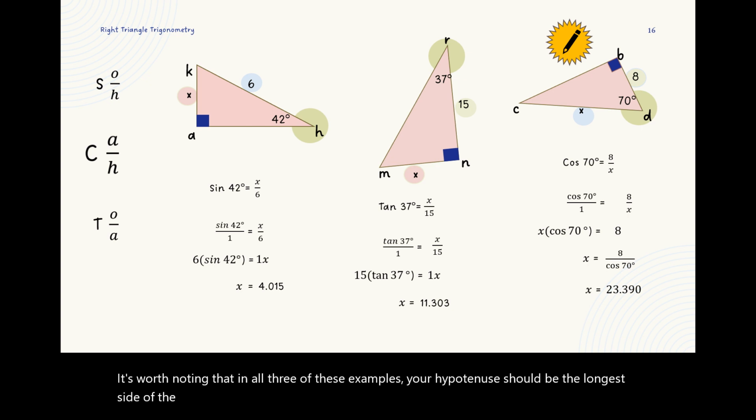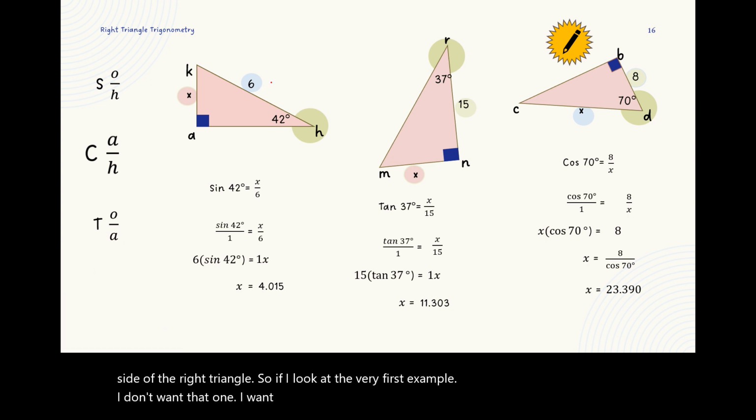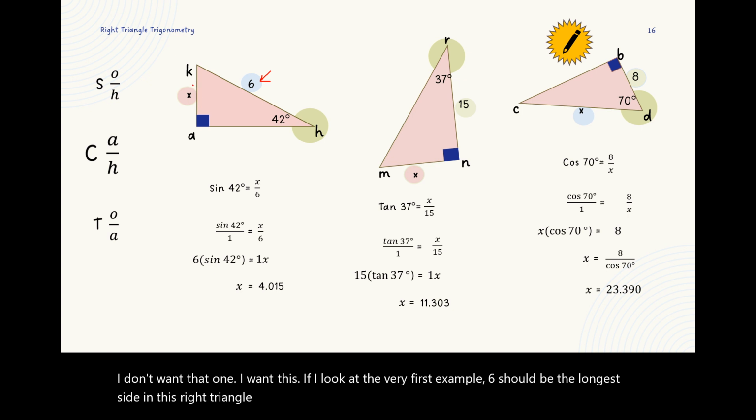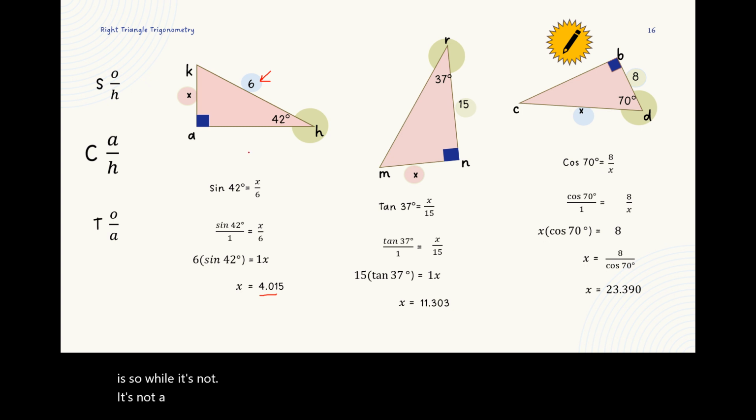It's worth noting that in all 3 of these examples, your hypotenuse should be the longest side of the right triangle. So if I look at the very first example, 6 should be the longest side in this right triangle. So when I solve for x, it needs to be less than that value of 6, and it is. So while it's not a check per se, it does let me know that I didn't do anything drastically wrong.